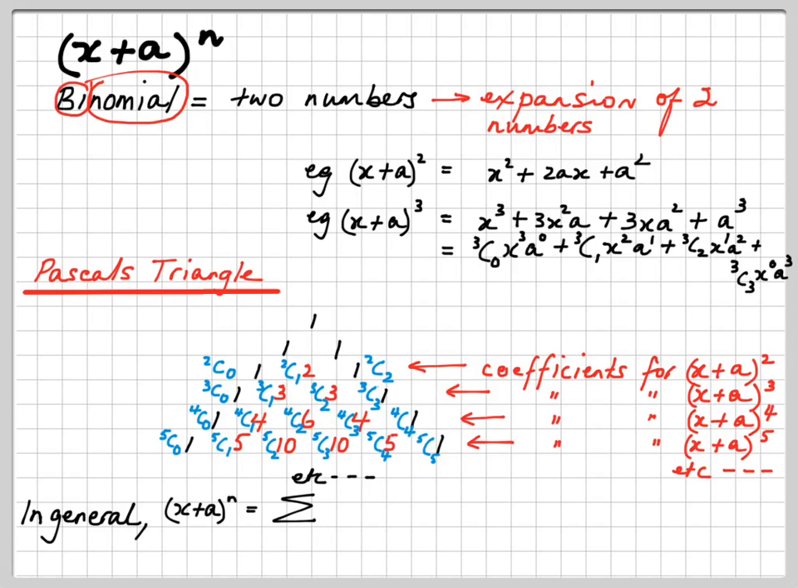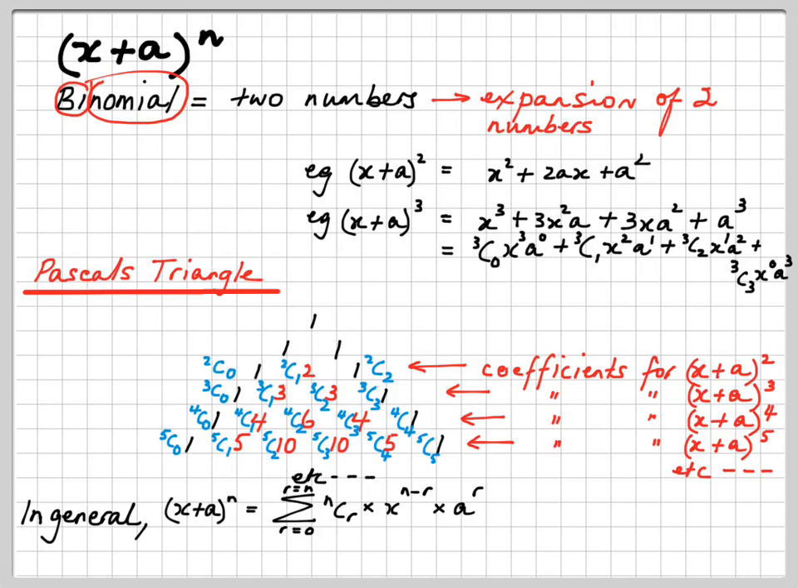So it's Greek capital sigma, meaning the sum of all terms nCr, times x to the n minus r, which actually means it phases down by 1 as you get each successive term, times a to the r, where r is phasing up 1 with each successive term, where r goes from 0 to n.